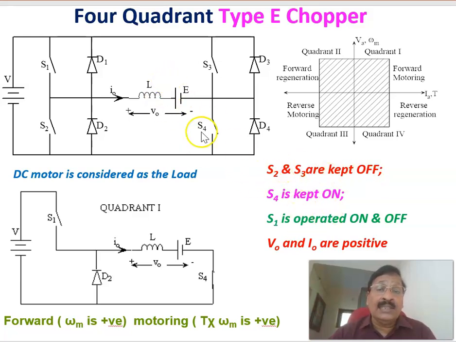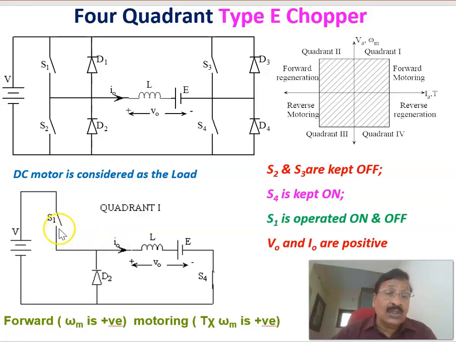For this switch status, the corresponding equivalent circuit is this one. You are controlling the switch S1, S4 is closed, and the other switches are open. Therefore, diode D2 comes across the load. This is the equivalent circuit corresponding to the first quadrant of operation. In the first quadrant, the average voltage should be positive and the average current should also be positive.